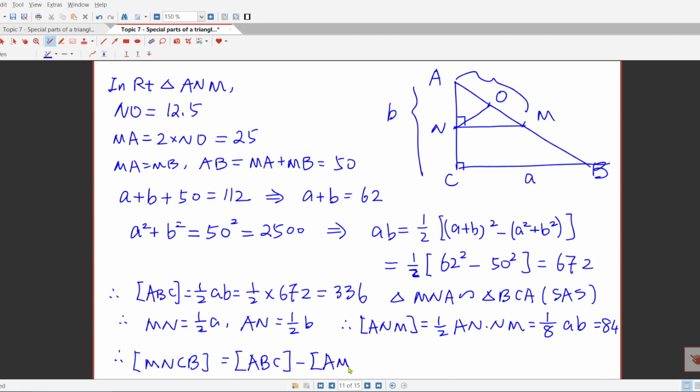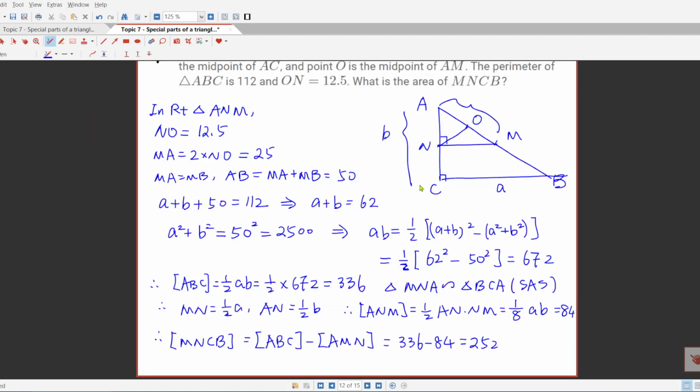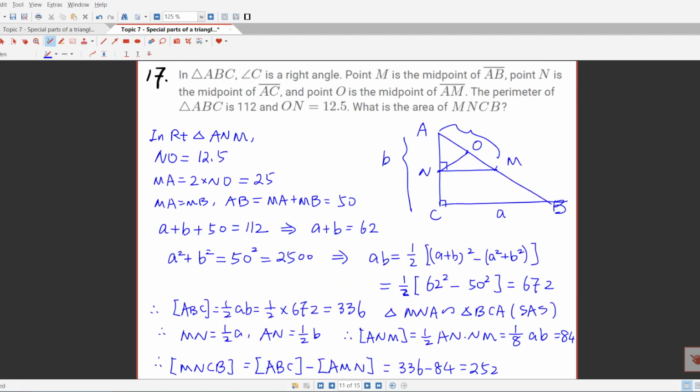And finally, we have the area of MNCB is given by the area of ABC minus the area of AMN, which is 336 minus 84, which is 252, right? Okay, have a look at the solution here. Let me know if you have any questions, okay?